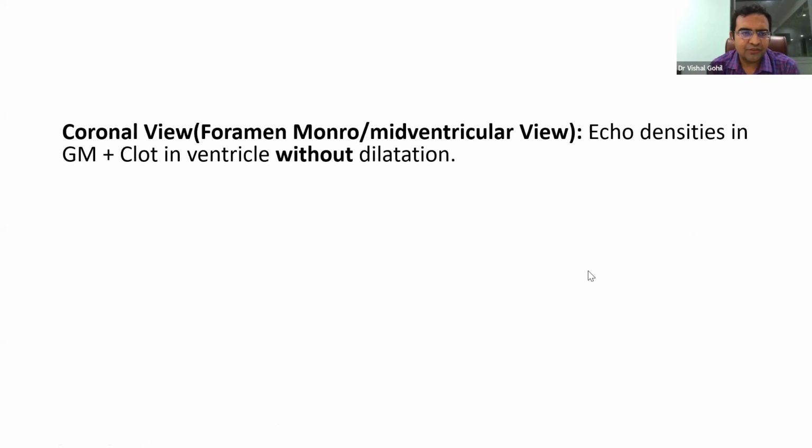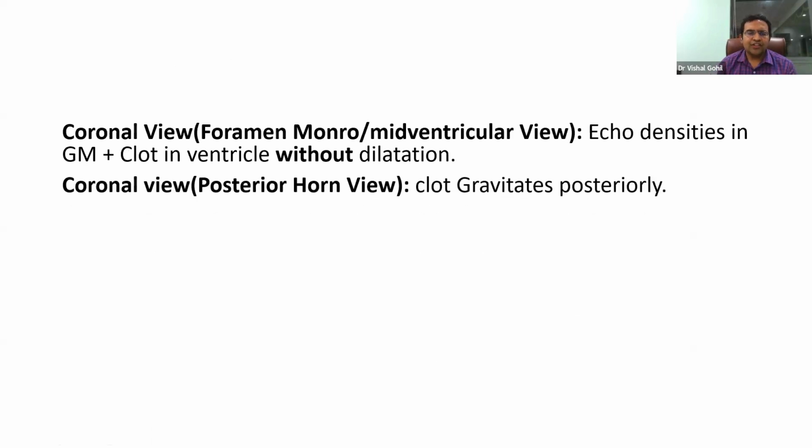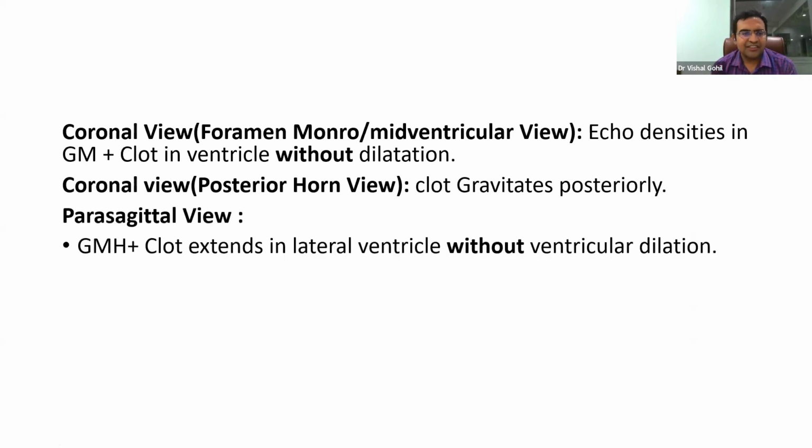If I summarize, grade 2, in the coronal foramen of Monro and mid ventricle view, either of that one, you can see the echo density and bleed into the ventricle without any dilatation. You can also see the clots in the posterior horn view because of the gravitational force. You can see the clot in the parasagittal view, which is the ideal view to grade grade 2 IVH, and the clot extends in the lateral ventricle without ventricular dilatation.